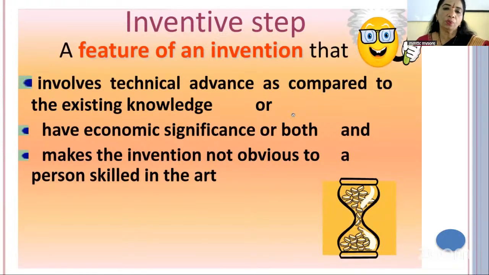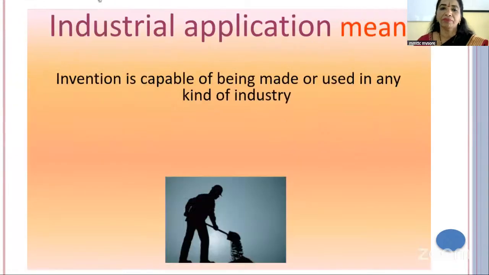Okay, so the first, inventive step: it involves technical advance as compared to the existing knowledge, or it should have economic significance, or both. And also it makes the invention not obvious to a person skilled in the art. Okay, so it should not be obvious for everybody to understand. You should have some uniqueness in that. If it looks like a common thing, it cannot be patented. Okay, so what do you mean by industrial application? It means that the invention is capable of being made or used in any kind of industry, maybe the drug industry or maybe any other manufacturing process or something like that.